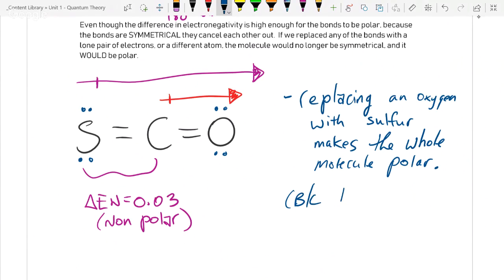You could even say, because there's only one dipole, so it can't cancel. And you see now why shape matters. Because if CO2 were bent, you'd get a dipole. But because CO2 is linear, you don't get a dipole. Does that make sense? So the 3D shape of molecules matters.